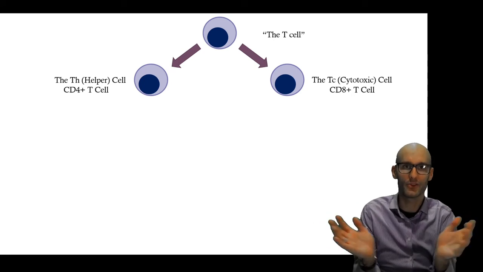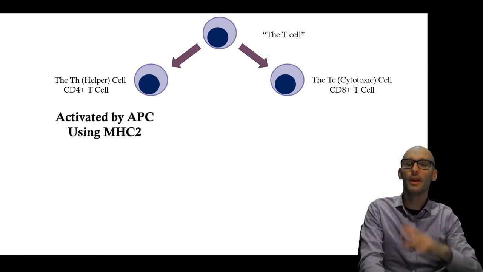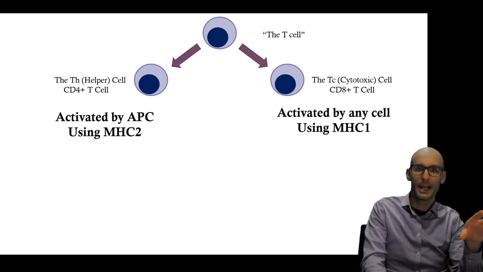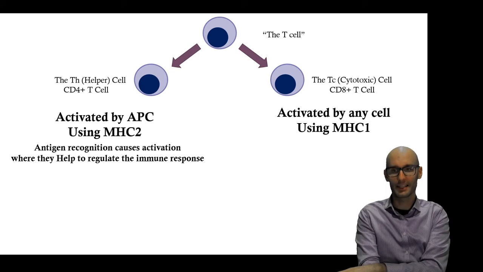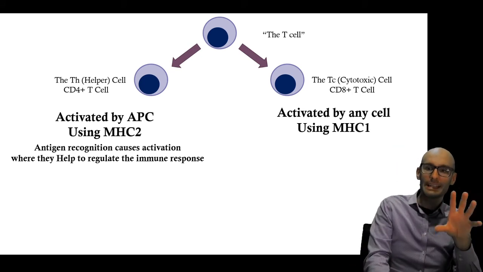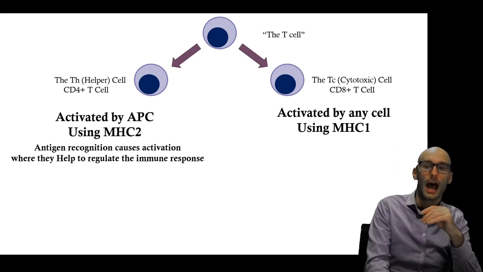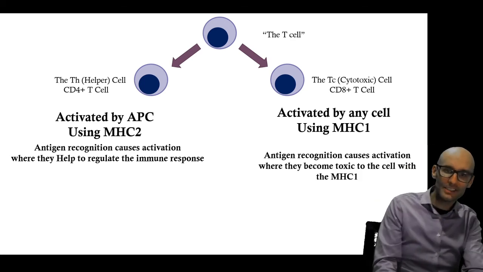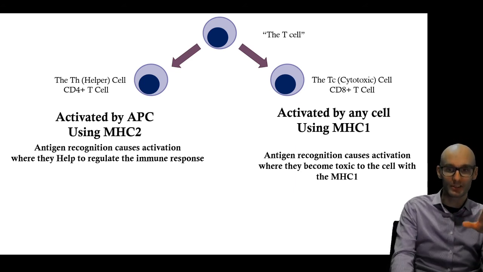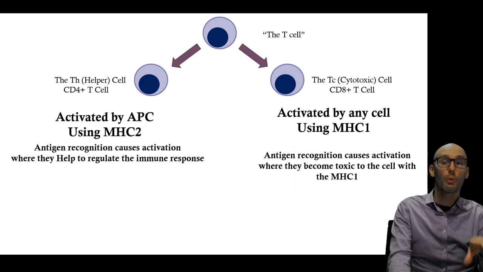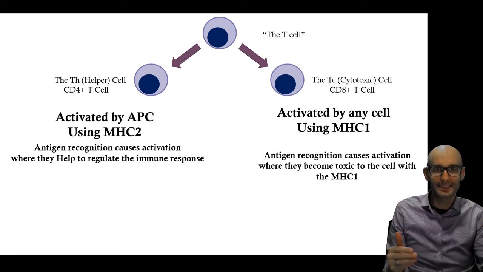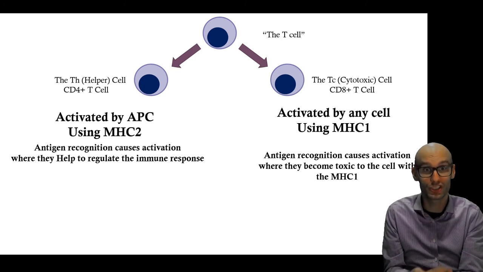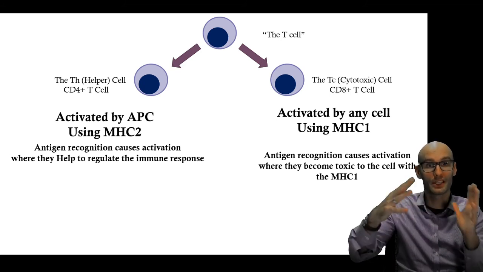So why do they do this? Why do they have this difference? So the T helper cell is activated by an antigen presenting cell using MHC2, whereas the cytotoxic T cell is activated by any cell using MHC1. And antigen recognition by the T helper cell activates the T helper cell so it can regulate the immune response. Whereas antigen recognition on a cytotoxic T cell causes activation, which results in the cytotoxic T cell killing the MHC1 cell that it's just formed that immune synapse with, which it is just bound to.